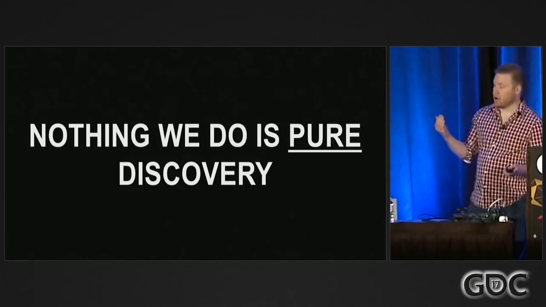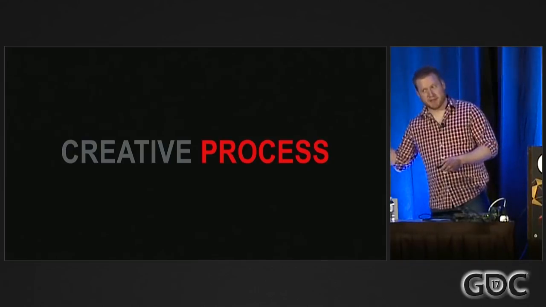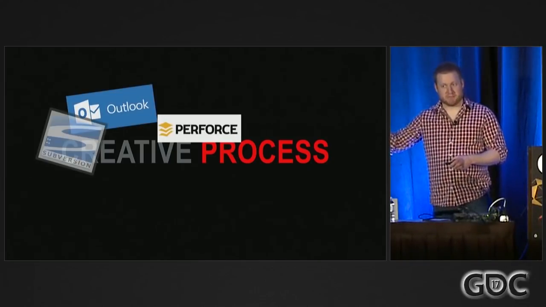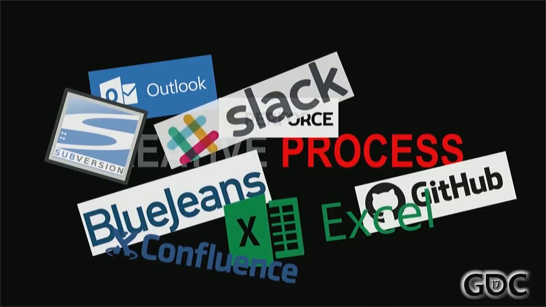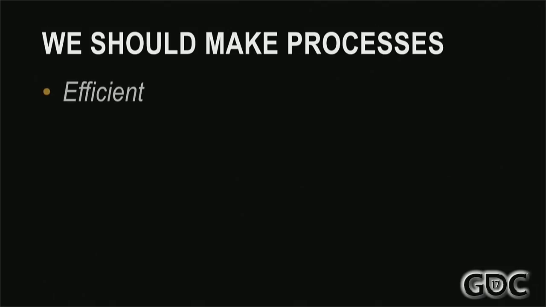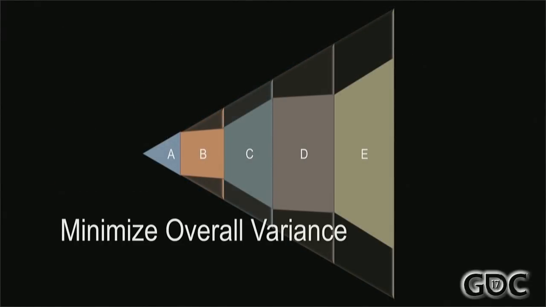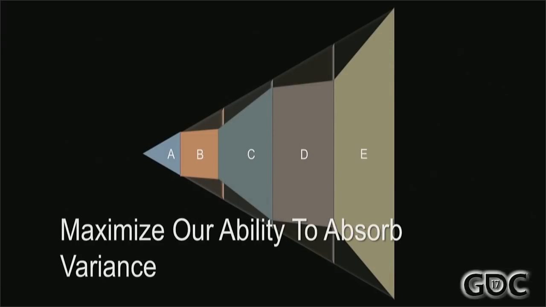And to underscore that point, I would point out that the famous phrase, creative process, has the word process in it. And if that weren't true, we wouldn't need all this bullshit. So inasmuch as the activities we do are process, are known, are understandable, are understood by us, we should seek to make those processes efficient, predictable, or consistent, and whenever possible, automated. Both so we can minimize our overall level of variance, and so we can maximize our ability to absorb variance.